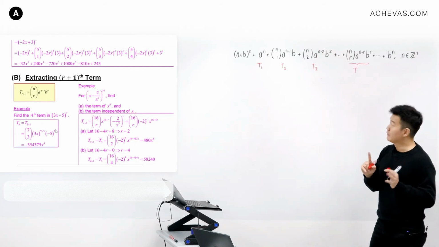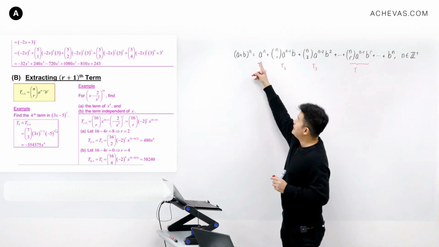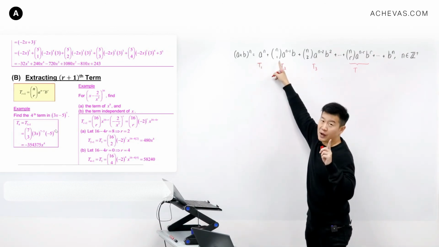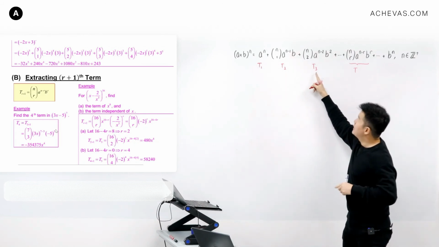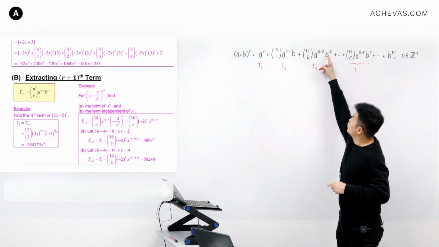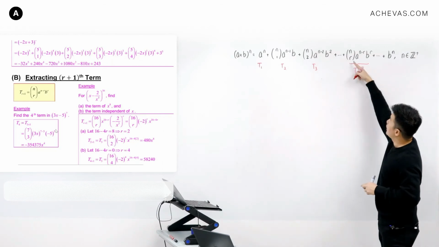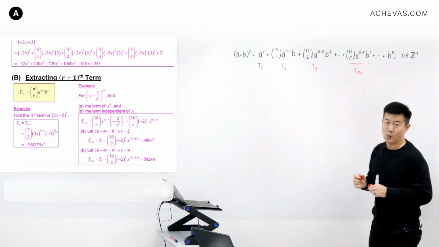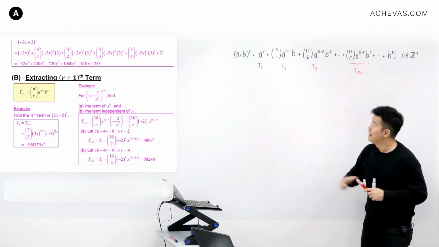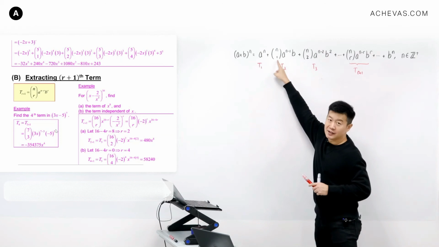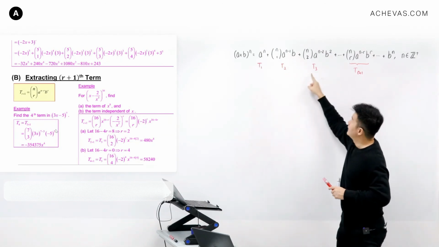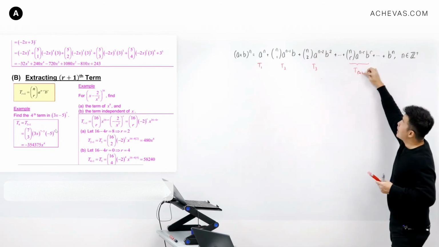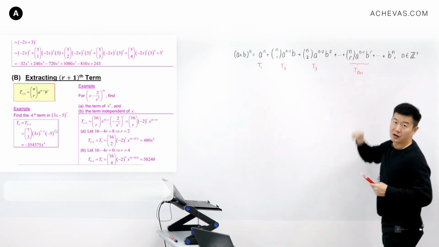Let's look at what we have again. T1, okay, this is T2, it is n choose 1, 1, 1. T3, this is 2, 2, 2. So if this is R, R, R, this should be TR plus 1. Can you see it? Because T2, this is 1, 1, 1, it is minus 1. T3, the third term, this is 2, 2, 2. So if this is TR plus 1, this will be R, R, R.